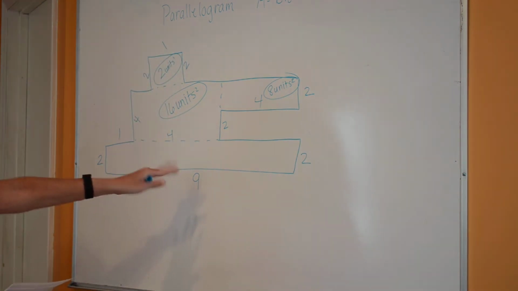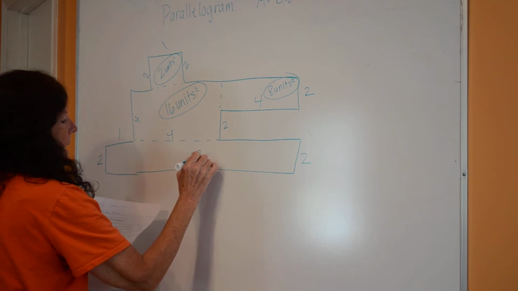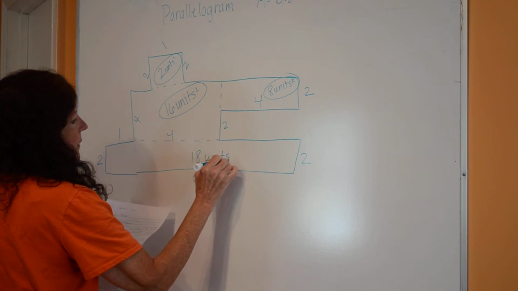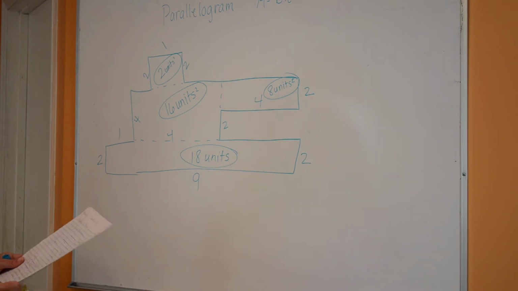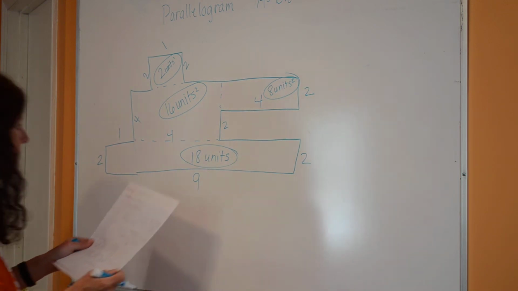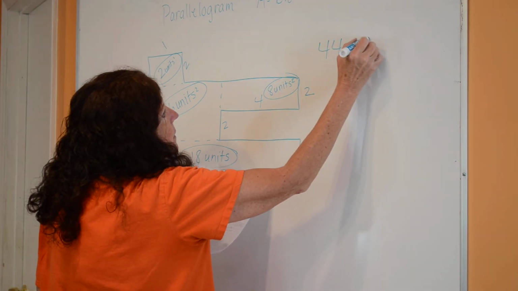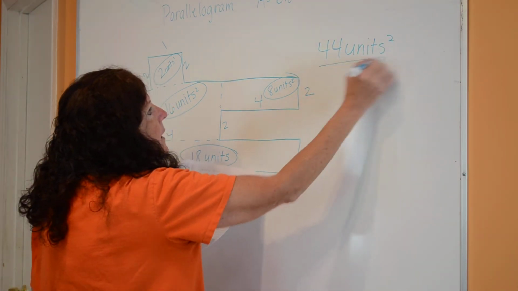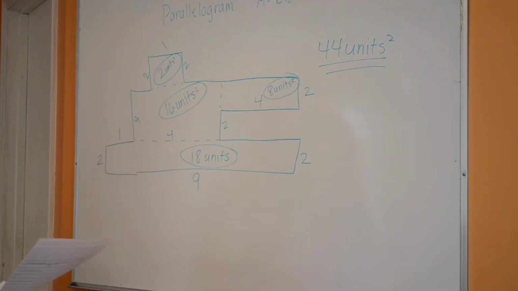And then down here I have a 9 times 2, which is going to give me 18 units squared. So I'm going to add up all of my circled answers and I'm going to get a total of 44 units squared, and that's going to be my area of this whole thing. Now there are other ways you could have broken it up, but to me that's the easier one.